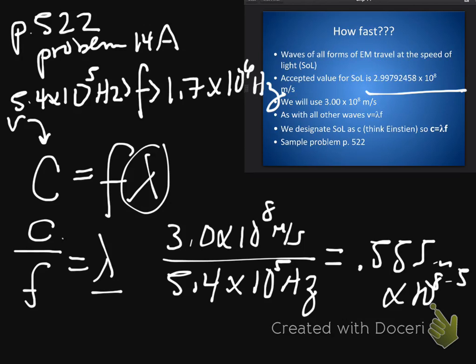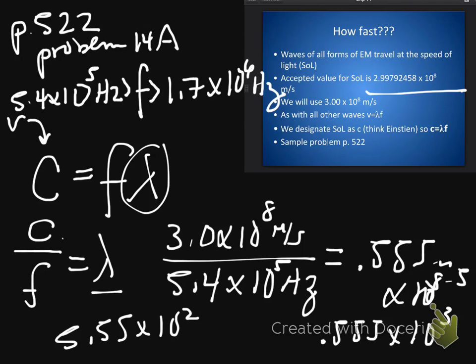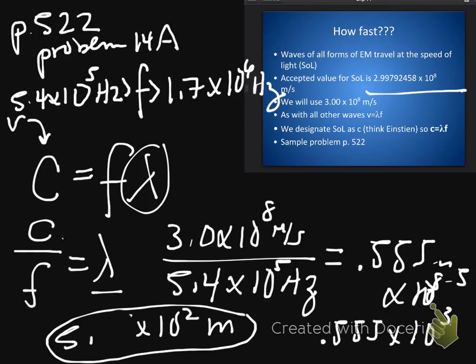We get 0.555 times 10 to the 8 minus 5, or 0.555 times 10 to the 3rd. So 1, 2, 3, so that would be 5.55 times 10 to the 2nd meters. That's pretty long. 555 meters long. That's a long, long wavelength. I stand corrected on sig figs. It should be 2 based on the 5.4. So 5.6 times 10 to the 2nd meters.